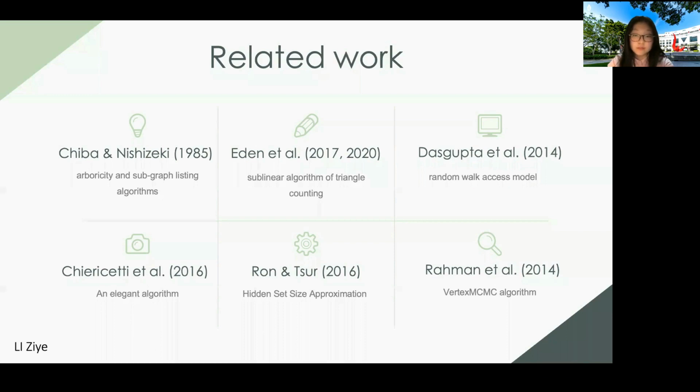And the Tetris algorithm used the idea of two-stage sampling from Eden et al. 2017-2020 to simulate the generation of edge samples in accordance with the degree distribution based on edge. Besides, Dasgupta et al. 2014 firstly formalized random walk access model based on the estimation of average degree. And Chierichetti et al. 2016 gave an elegant algorithm for sampling a uniform random vertex. In addition, the collision-based edge estimator in algorithm 2 is based on a result of Ron and Tsur, 2016, and Rohban et al. 2014 provided vertex MCMC algorithm for performance comparison with Tetris algorithm.